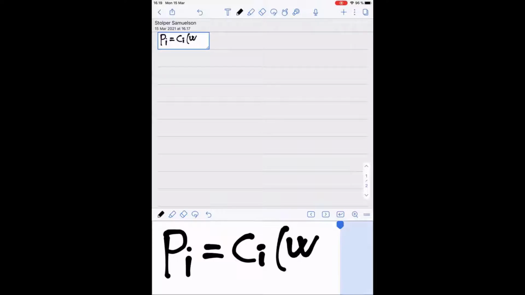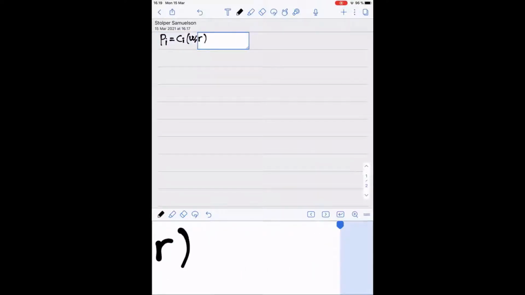Right, time to begin our solution of the Stolper-Samuelson theorem. First, recall that our pricing equation is Pi equals the unit cost Ci(W, R). And our goal is to show how a change in prices Pi is going to generate a change in the wages and the rental on capital. So what we're going to do is to take the total derivative of the pricing equation with respect to wages and rental on capital.